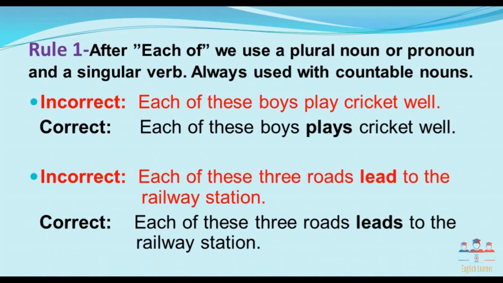The next example is, each of these 3 roads lead to railway station. Now in this example we must consider that there are 3 roads. So we are going to use 3 roads with respect to each. That means we are talking about individual roads and they are 3 in number. So the correct verb will be leads. It will correctly be said as, each of these 3 roads leads to the railway station.